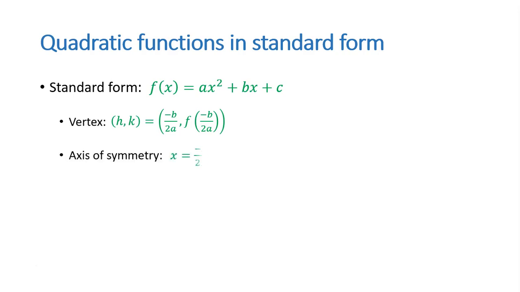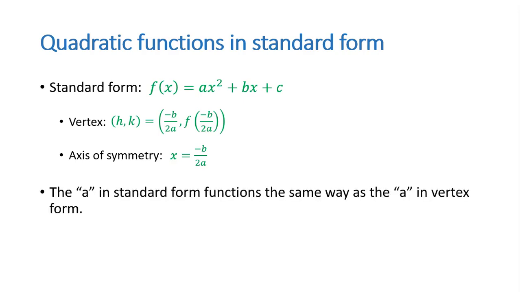Now finding the axis of symmetry really doesn't change. We take that one extra step to find the vertex, and then whatever that number is, it's going to be x equals that particular number for the axis of symmetry. Now one thing that's good news is the a in standard form functions the same way as the a in vertex form did. If you remember, the a in vertex form was responsible for telling us whether our graph opens upward or downward. Well, it turns out this a works the same way as well.